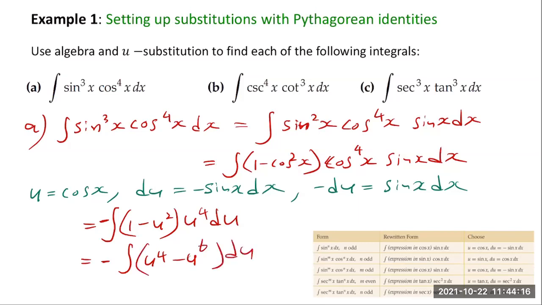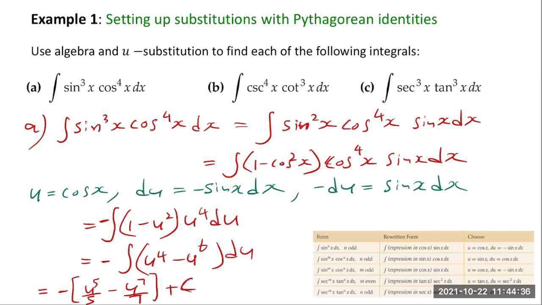du, and then of course you can integrate this. This is going to be minus times u to the power 5 divided by 5 minus u to the power 7 divided by 7 plus a constant, plus some constant.